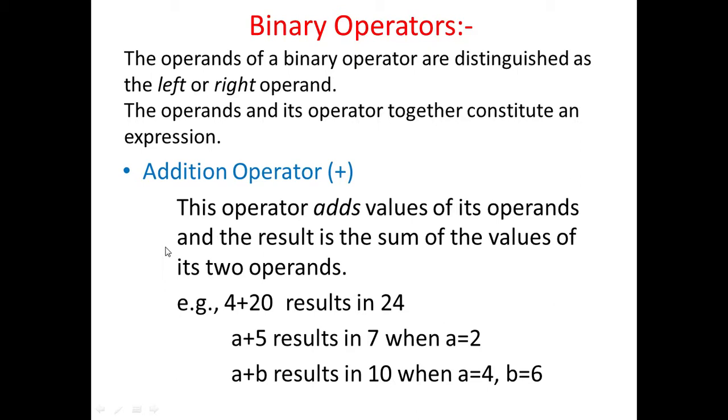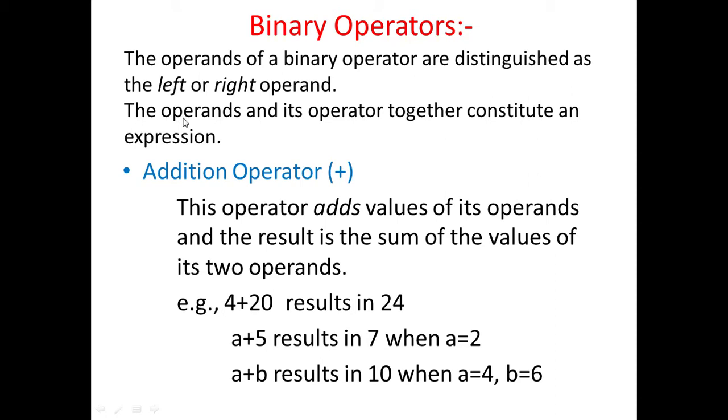Next we have binary operators. Binary operators have two operands. They need two numbers to work upon. The operands of a binary operator are two, and they are distinguished as left operand and right operand. For example, here 4 plus 20 will result in the answer 24. So here 4 is the left operand and 20 is the right operand. So the operands of a binary operator are two. One is left operand and one is right operand.